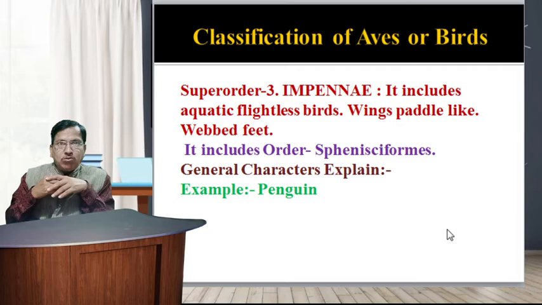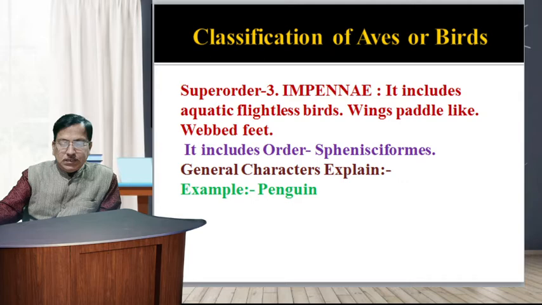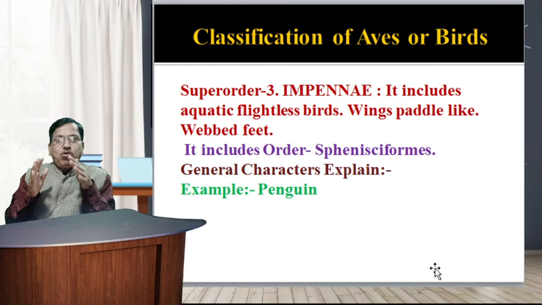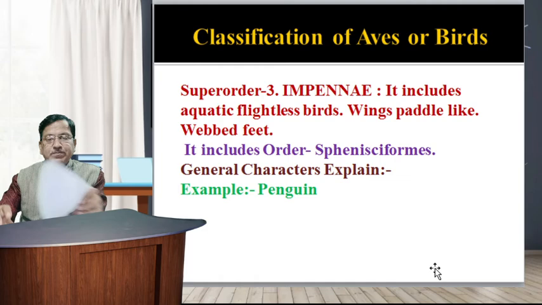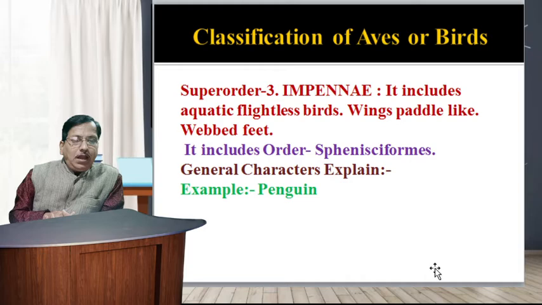It includes the order Sphenisciformes. The general characters of this order: flightless aquatic birds. Feathers small scale like covering the entire body, four limbs or wings paddle like adapted for swimming, feet are webbed, metatarsus incompletely fused, four toes all directed forward, bones much compressed, thick layer of flat fat present beneath the skin. Example is Aptenodytes, that is the penguin.